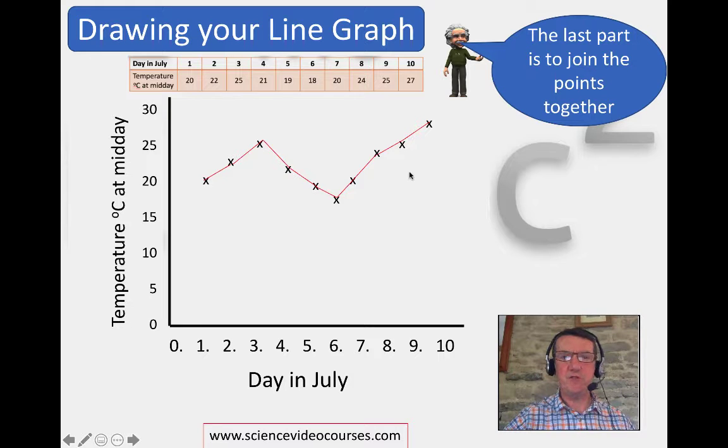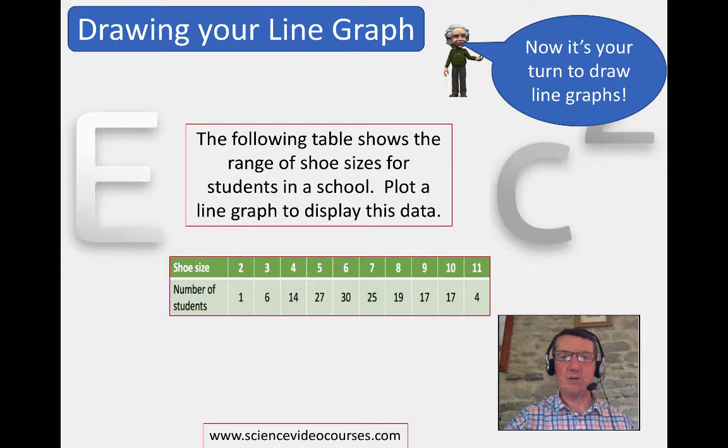So pretty straightforward. You reckon you could do it? Here's a couple of examples. The following table shows a range of shoe sizes for students in the school. Plot a line graph to display this data. So shoe size, small feet 2, big feet 11, and here we've got the number of students who have shoe sizes fitting those categories. So plot that graph.